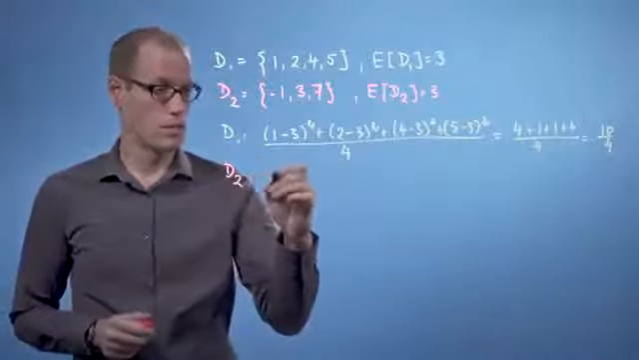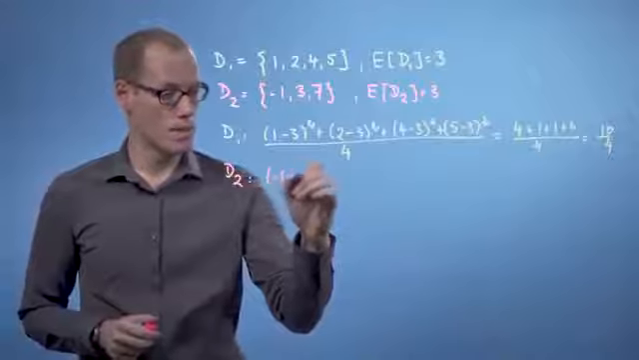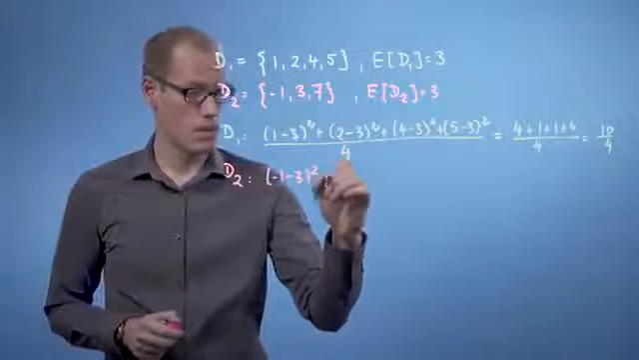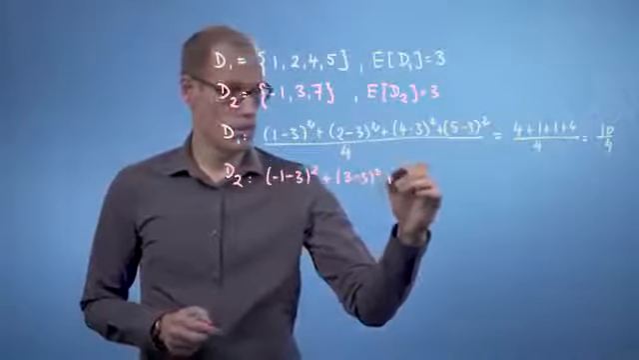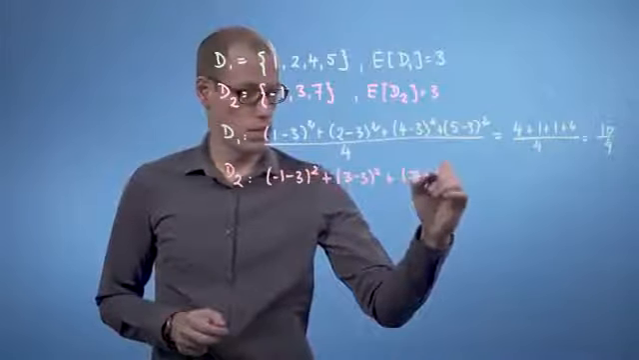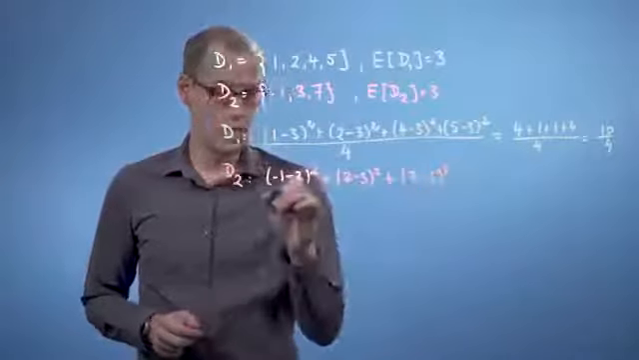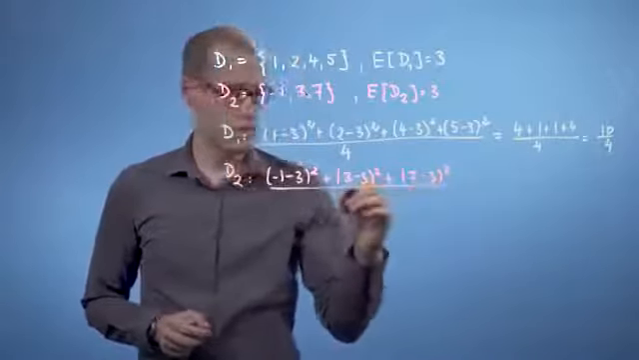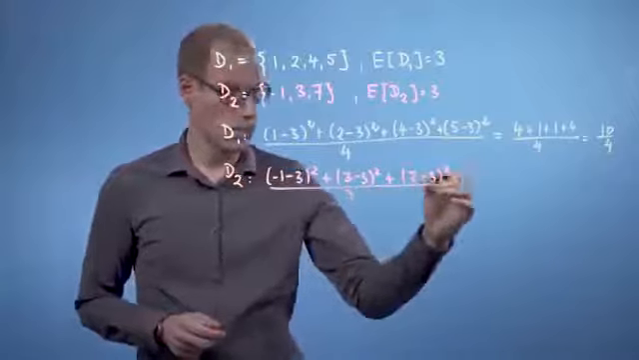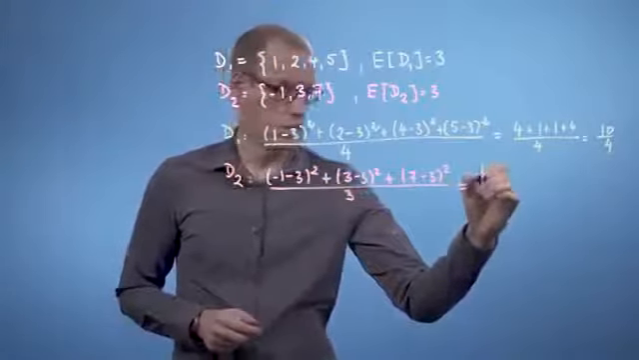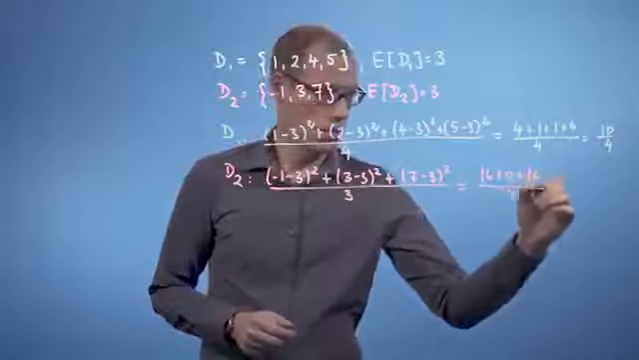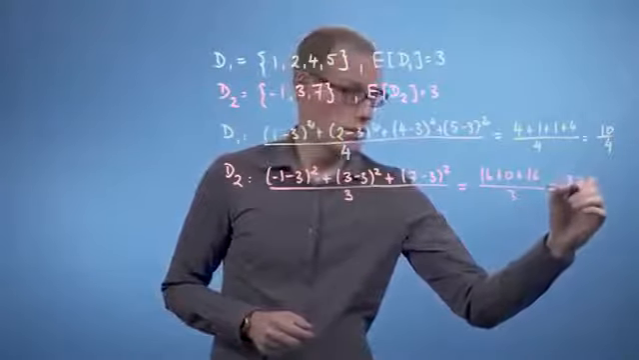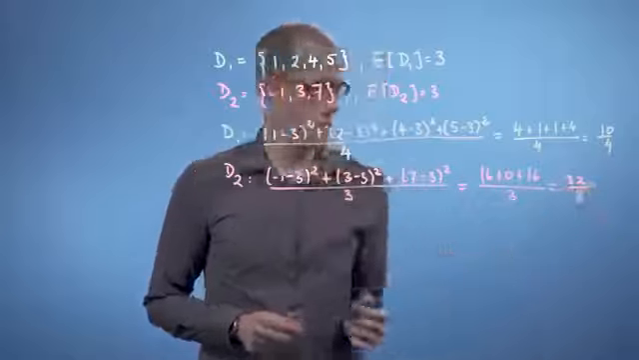And for D2 we get (minus 1 minus 3) squared plus (3 minus 3) squared plus (7 minus 3) squared. And we divide by the number of data points in D2, which is 3. And we get 16 plus 0 plus 16 divided by 3, which is 32 over 3.